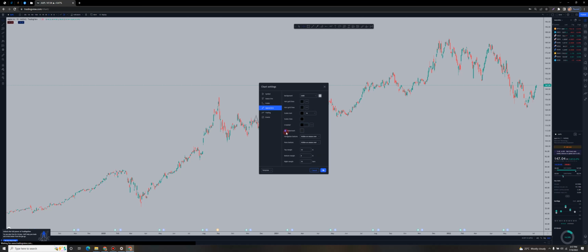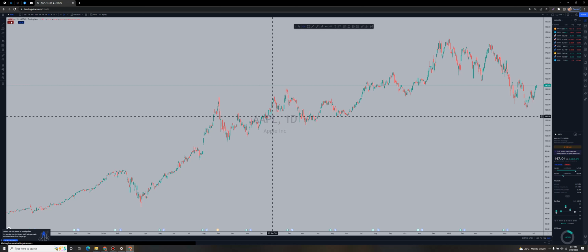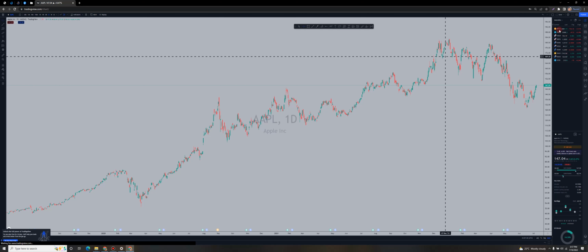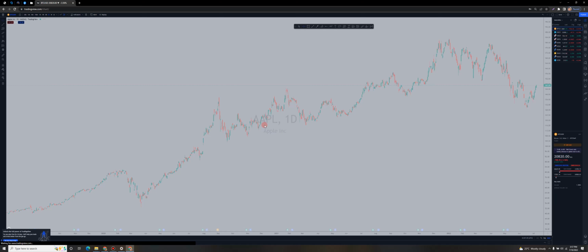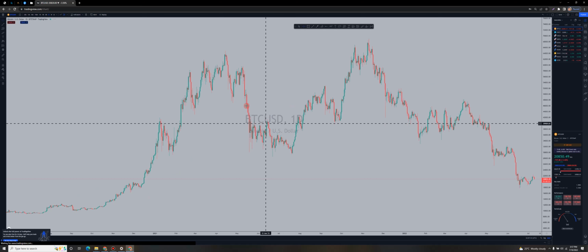Then if you want a watermark, it should be written in the background like this. The pair you are currently on will be written on the background. So I'm on Apple stock. If I change to BTC, the pair should be on the background. Okay, so let's go back to our settings.